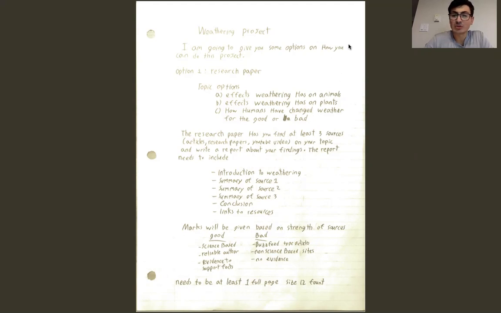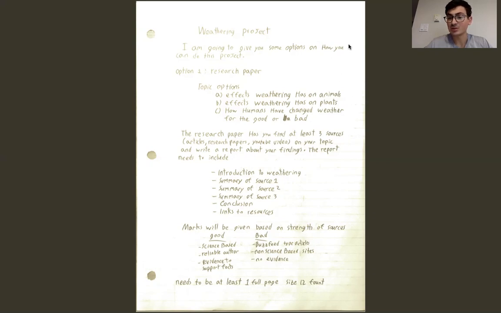So going over what the research paper will look like, I want you to have at least three sources. Sources can be articles, research papers, YouTube videos. And then I'm going to have some marks available for your sources. So if you choose good sources, which would be science-based, a reliable author, and they have evidence to support the facts, you're going to get marks for that.